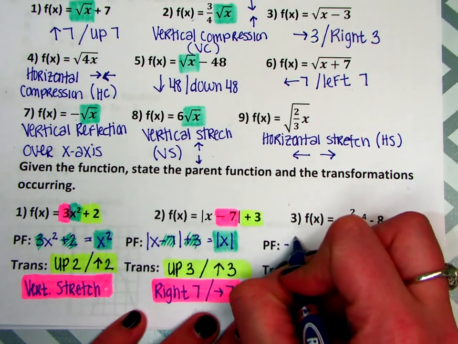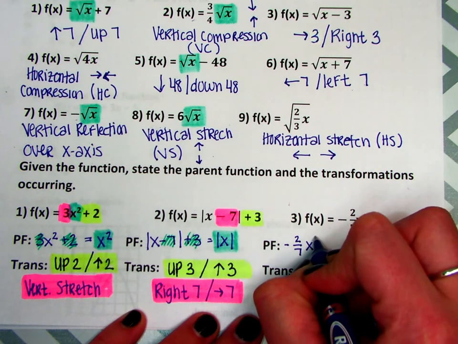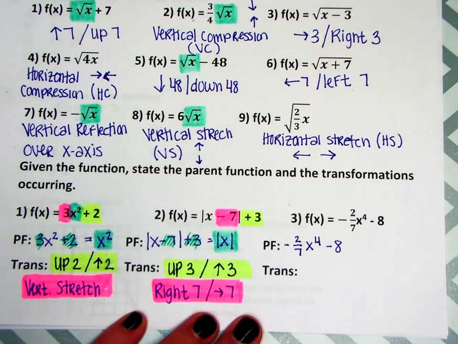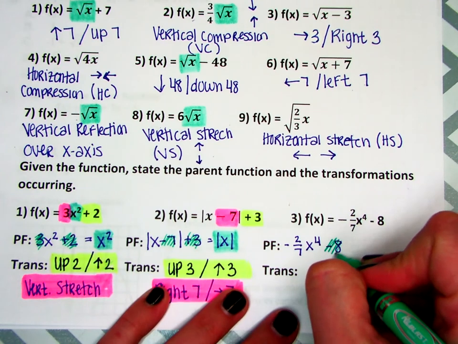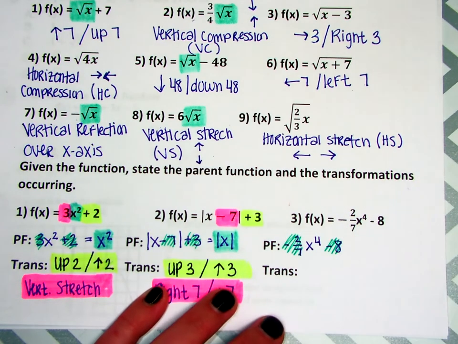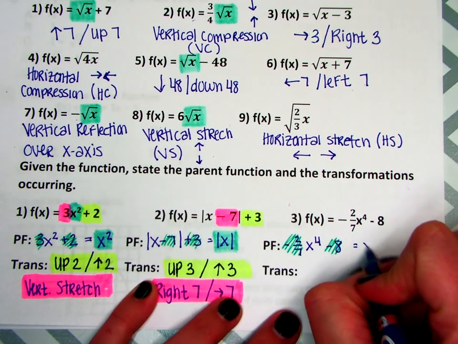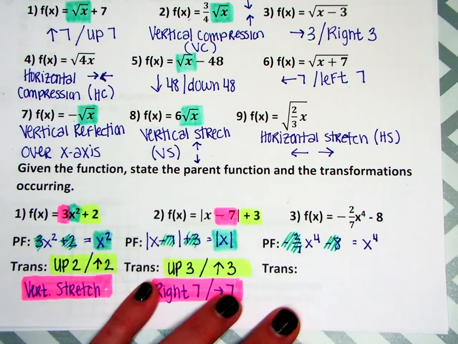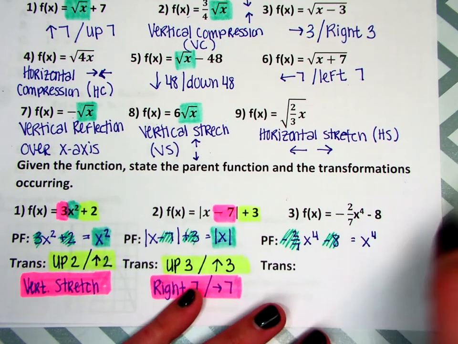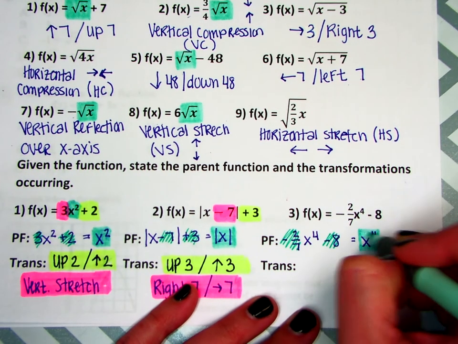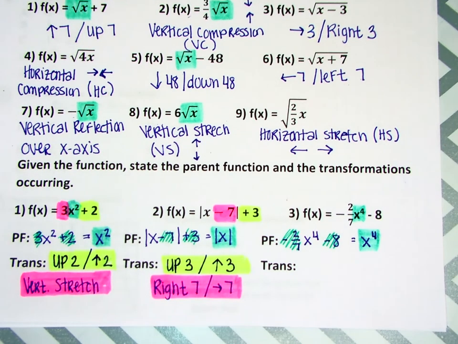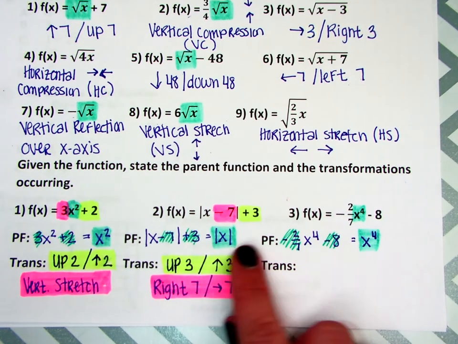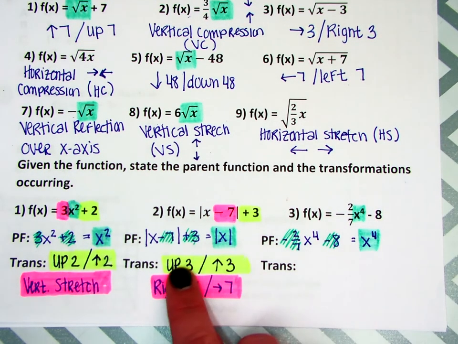So we have negative 2/7 x to the 4 minus 8. Again, we're going to cross out any coefficients and constants. So negative 8 is gone. Negative 2/7 is also gone. So our parent function in this case is x to the 4th. So looking at my picture, I don't have any horizontal anything because I can clearly see x to the 4th. So I'm not going to have anything horizontal. If you can't clearly see the parent function, then you're going to have a horizontal shift, stretch, or compression.